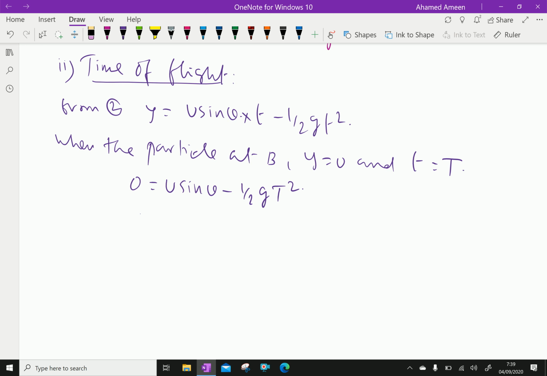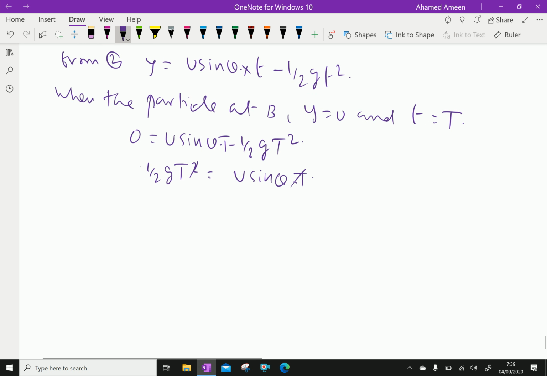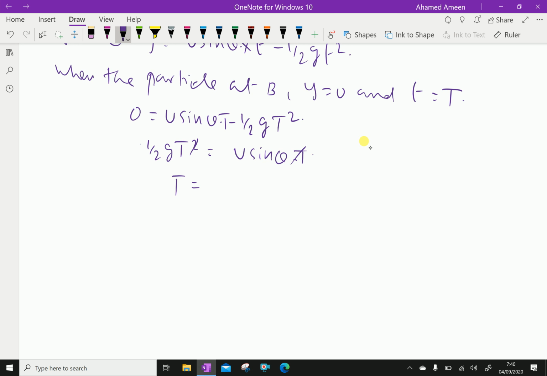From that we can get half g t squared equals u sine theta into t. Here we have t on both sides, therefore one t cancels. Therefore t equals 2u sine theta over g. It is called the time of flight.